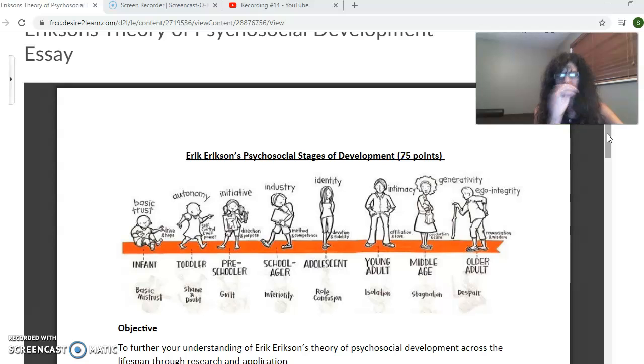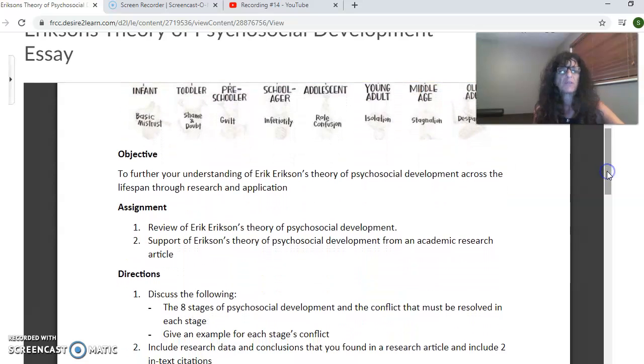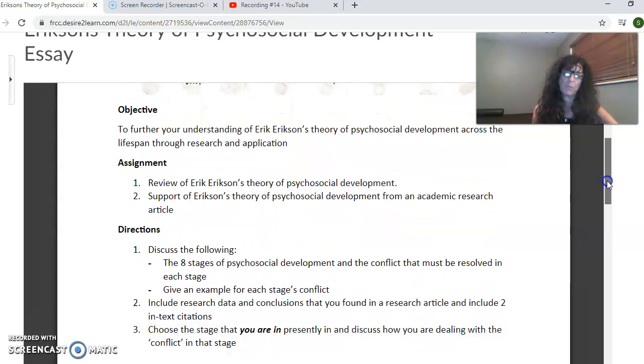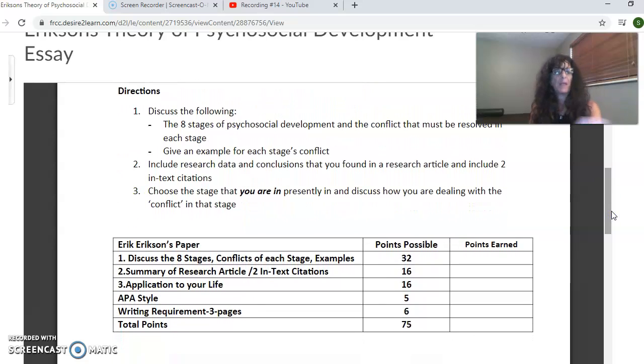So this paper, again, will be a basic research review, summary review of this model. So the objective is to further your understanding of his theory of psychosocial development across the lifespan through research and application. Again, always going back to the application piece. The paper consists of 3 main points.